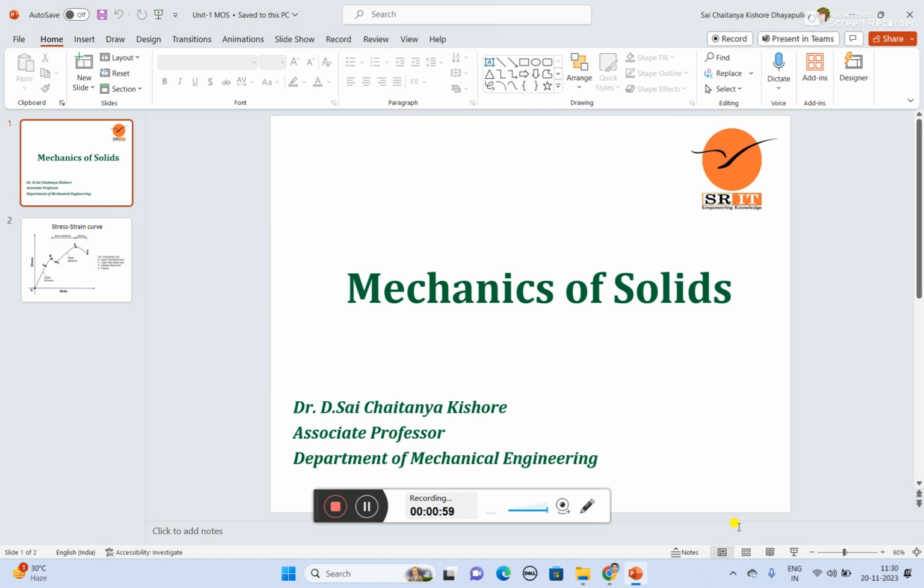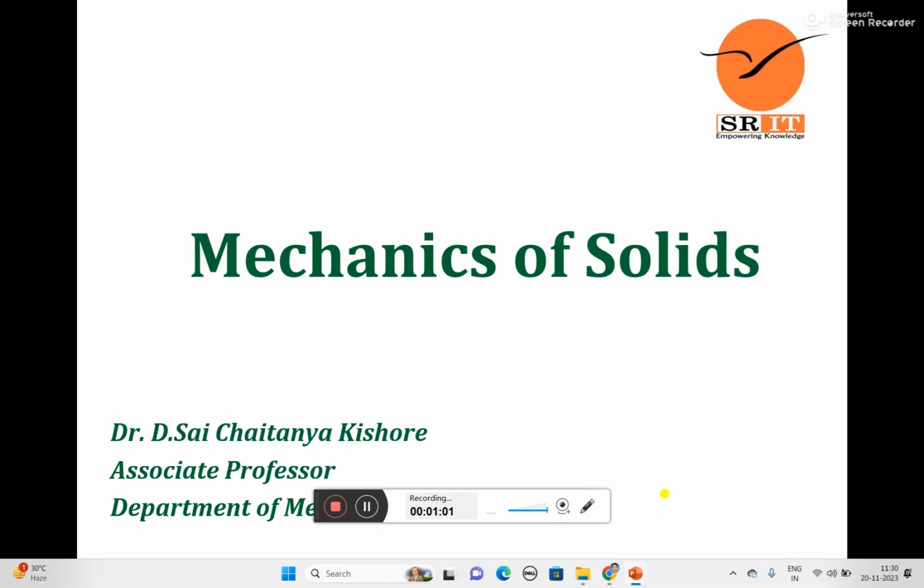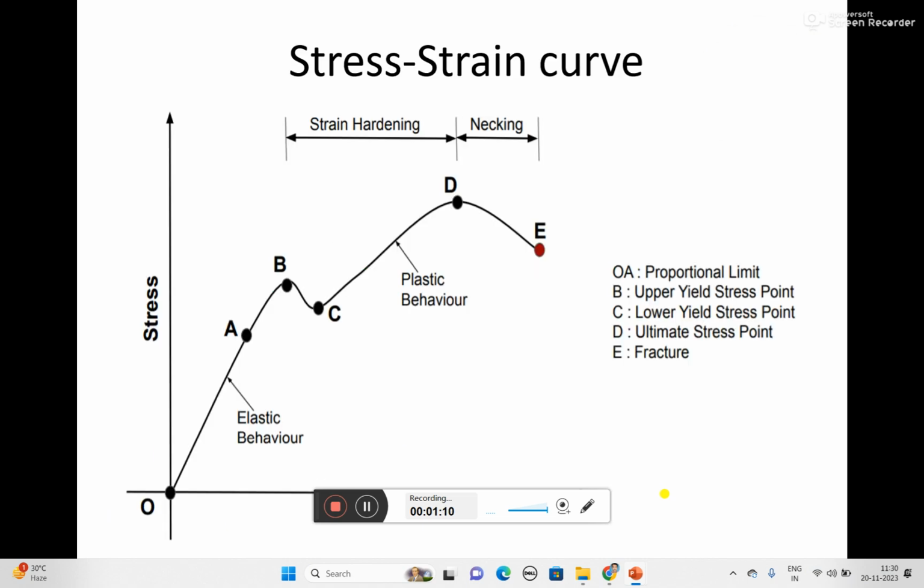So I already mentioned that in today's class I am going to explain the topic related to the stress strain curve in our subject, Mechanics of Solids. Different parts or components in the real world have to withstand different external forces whenever they are in operating condition. They may be subjected to different external forces throughout the lifetime of that particular product.